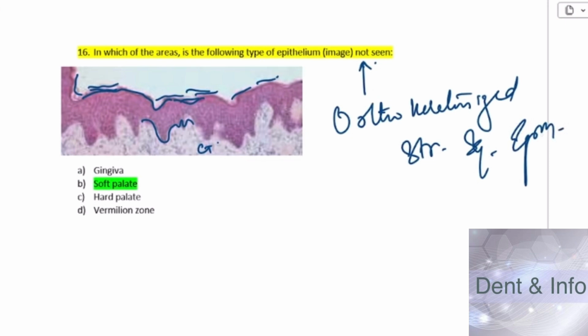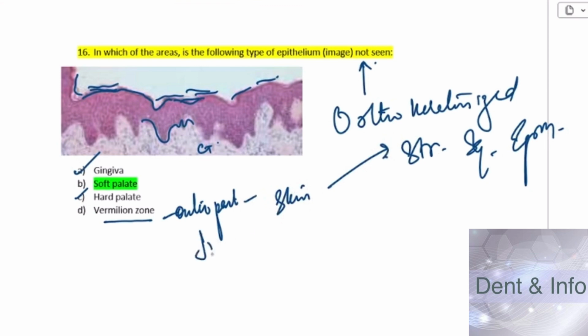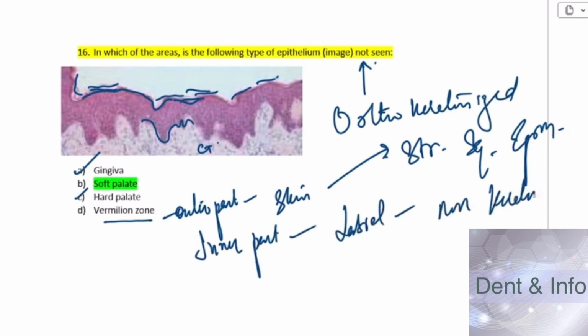So it is seen in gingiva, yes. Is it seen in hard palate? Yes. Is it seen in vermilion zone? Vermilion zone is the area where we apply lipstick. So the outer part, which is lined by skin, yes, that is orthokeratinized stratified squamous epithelium. Not the inner part. The inner part is your labial mucosa. That is non-keratinized. To some extent, vermilion zone, yes.